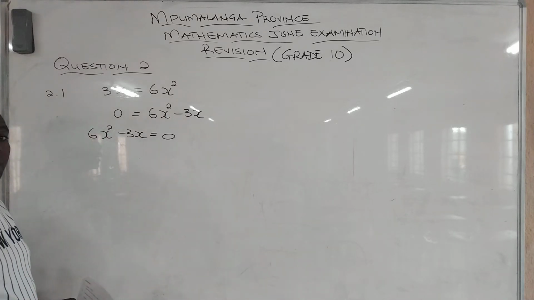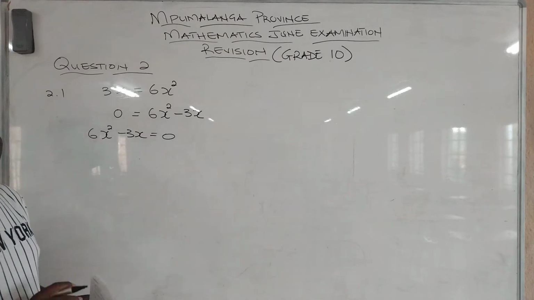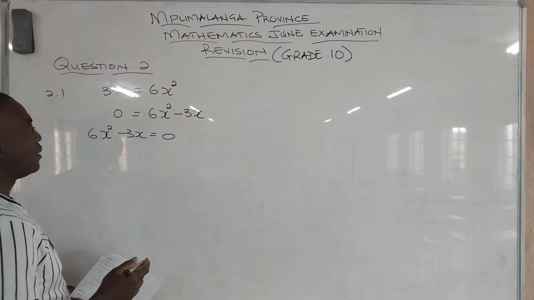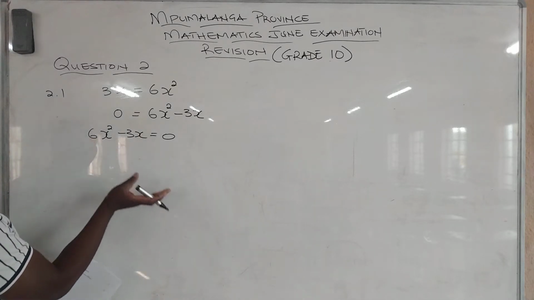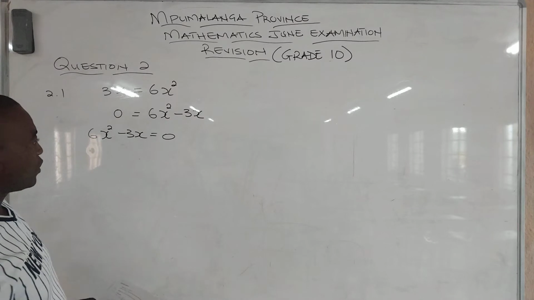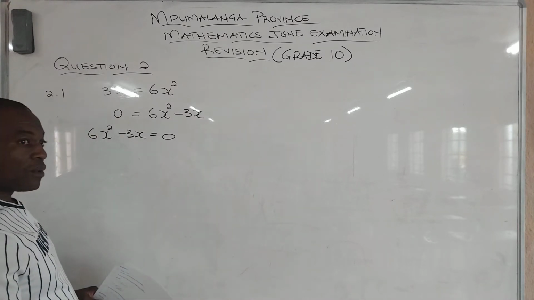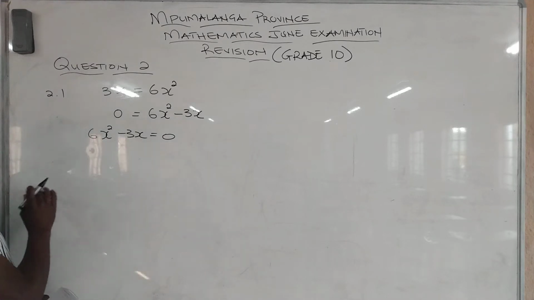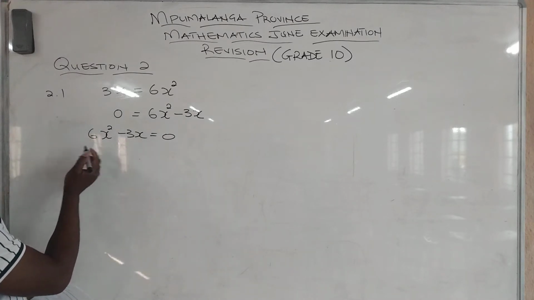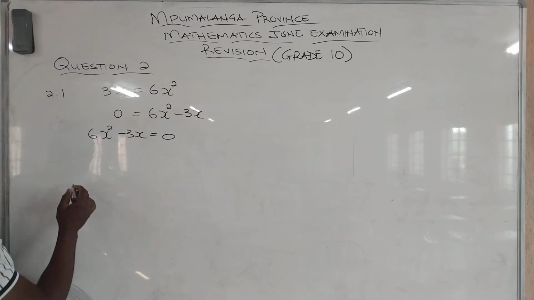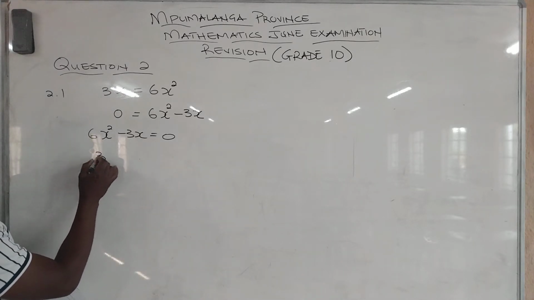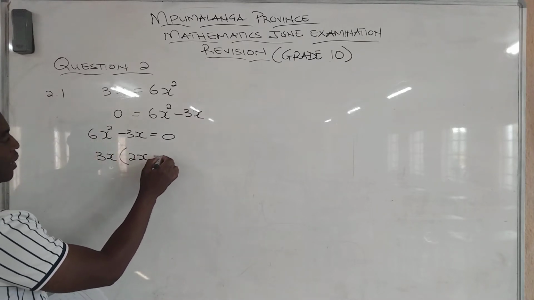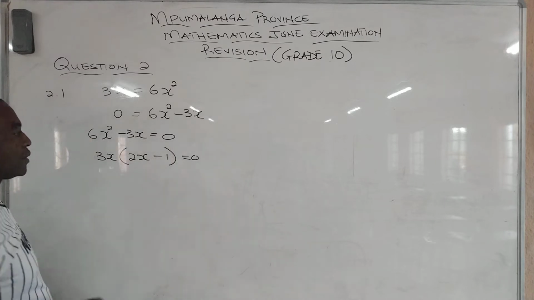And then in grade 10 you are solving quadratic equations by factorization. So if you are having two terms, you need to check if it's not a difference of two squares. If it is not, then you just look at what is common on the two terms. So in this one, what is common is 3x. You can factor out the 3x. Here you remain with 2x minus 1 is equal to 0.